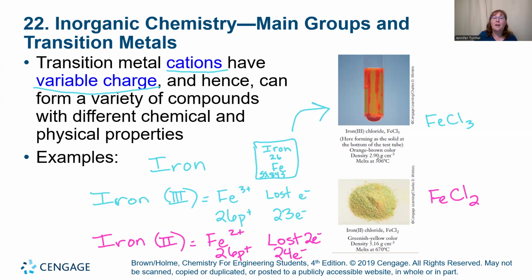Notice the difference here. The iron 2 chloride has a melting temperature at 670 degrees Celsius, and the iron 3 chloride has this 306 degrees Celsius. So also that's just a huge, huge difference when we're working with it. So be correct.